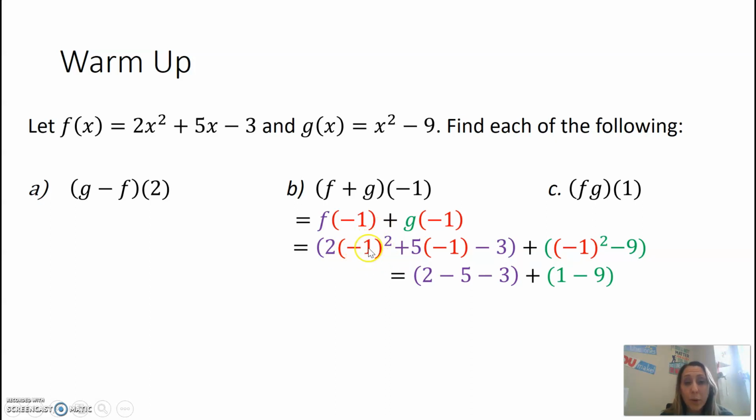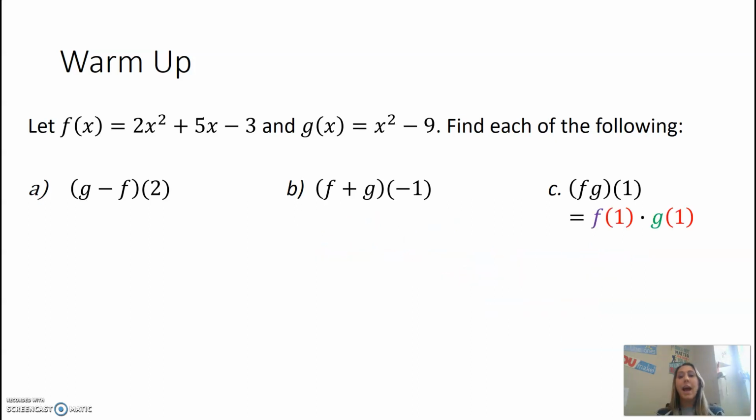So we want to be really careful that we get negative 1 times negative 1 is a positive 1. All right? So we get 2 minus 5 minus 3 plus 1 minus 9. So we get negative 6 minus 8, which is negative 14. And we knew that because we started with the answer. So let's go ahead and go into the last one.